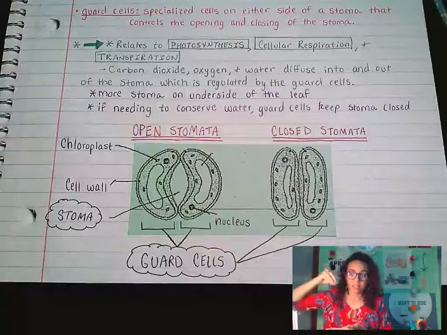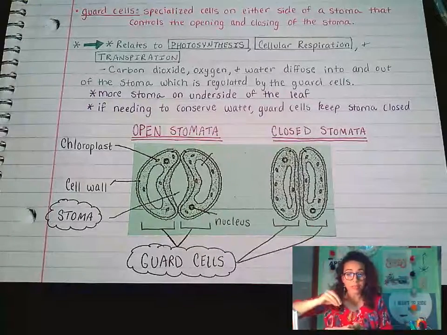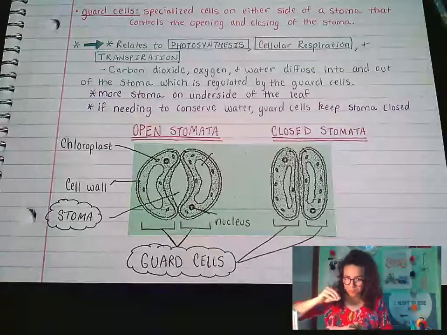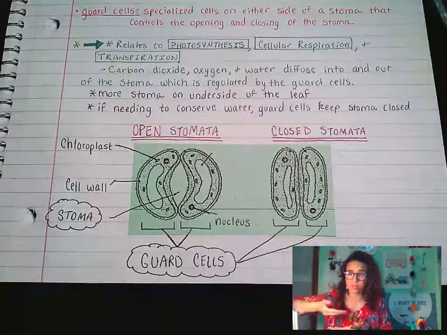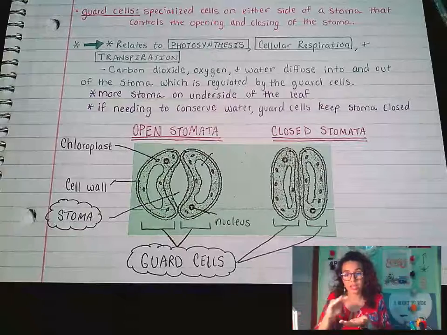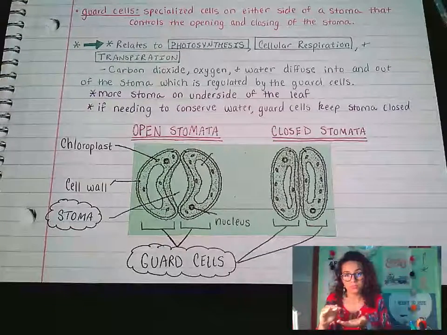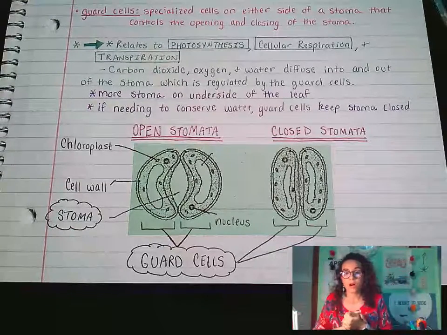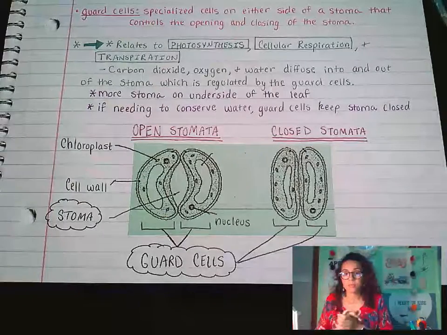If the sun is coming down on top of the leaf, we want it to have more stoma on the bottom because that's usually a wider surface area, and it's not going to be blocked so much by that cuticle. And if needing to conserve water, guard cells keep stoma closed.